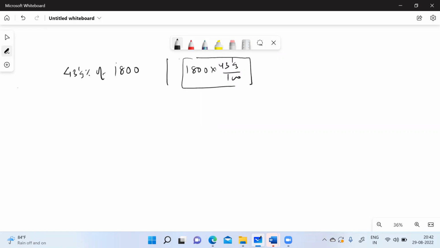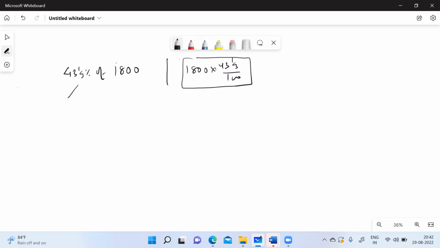So in the last class, I was talking about the easier way of doing percentage calculations. Like if you want to calculate 43 1/3% of, let's say, 1800. So the normal formula says 1800 into 43 1/3 by 100. So this will take a lot of time to solve.